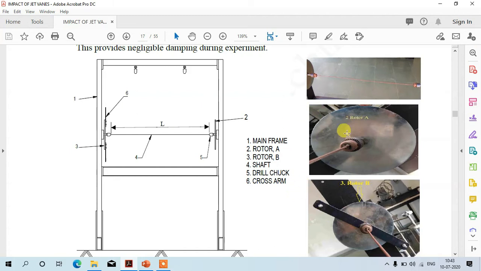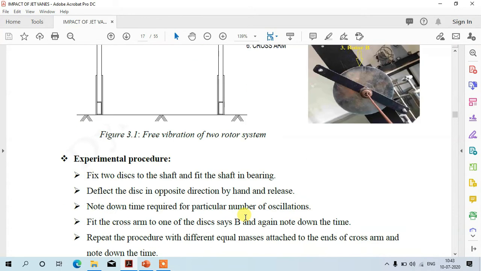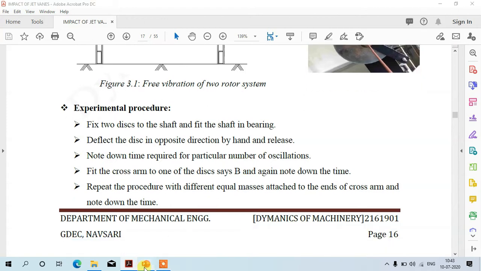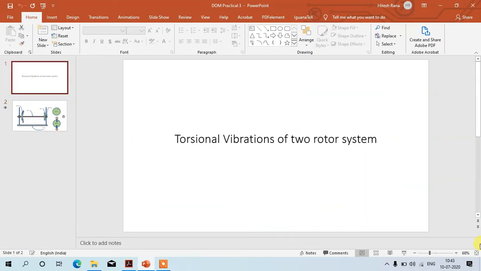The cross arm is so that the moment of inertia of rotor A and rotor B can be made different. Otherwise we can change the moment of inertia by attaching different amounts of mass on this rotor B, on this cross arm. So let's have a look at how we are going to perform it.